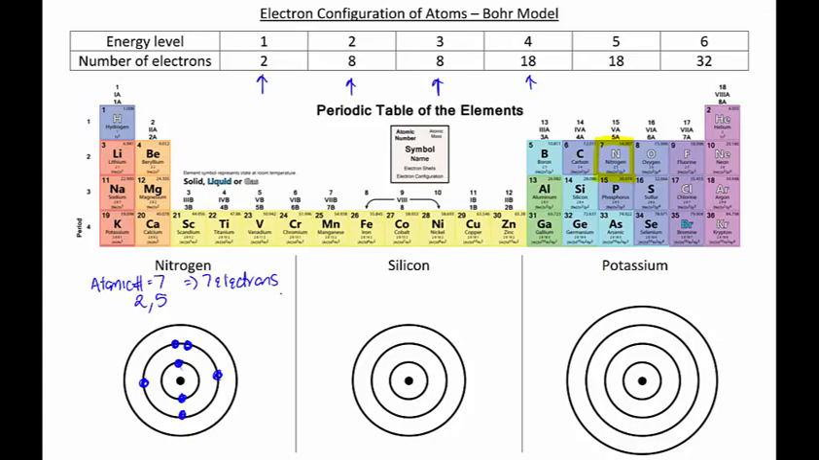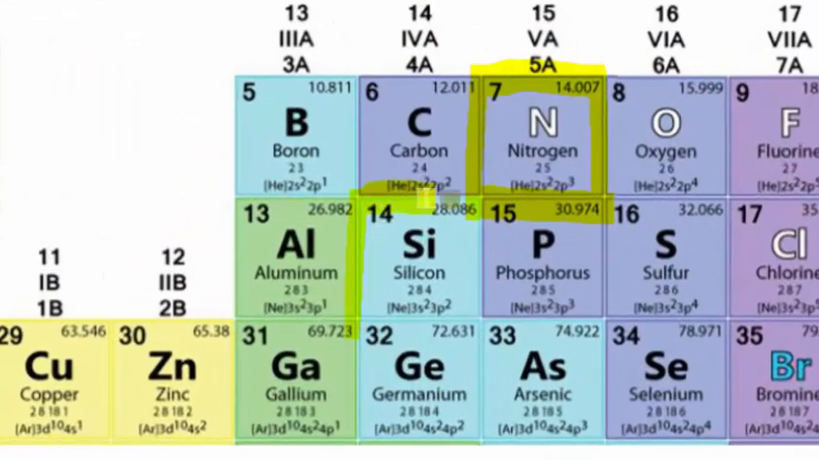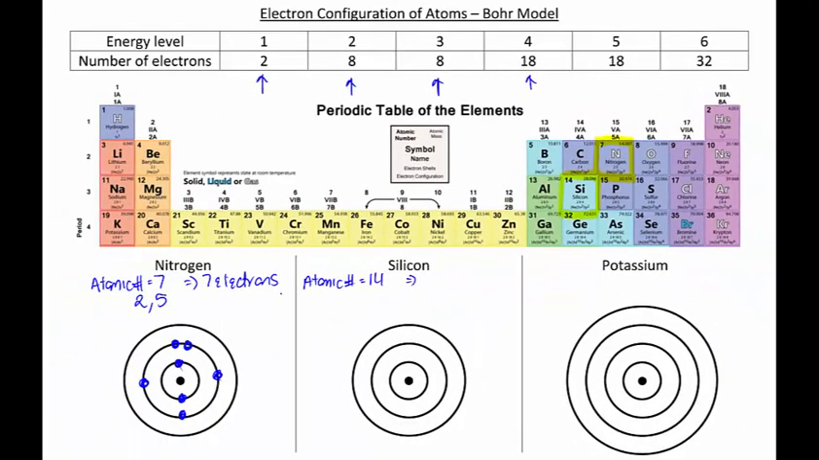Okay, now let's look at silicon. Silicon is over here. So the atomic number of silicon equals 14. So we have 14 protons and 14 electrons to place. So we're going to have 2 in the first energy level. Second one can have 8. So that's 10. So we've got 4 left to place. Third one can hold up to 8. So we can have 4 in the next energy level.